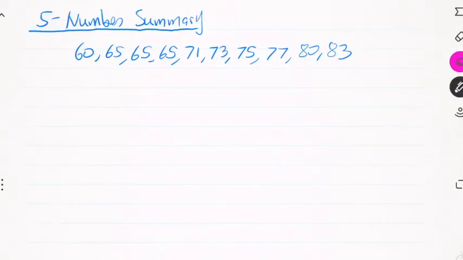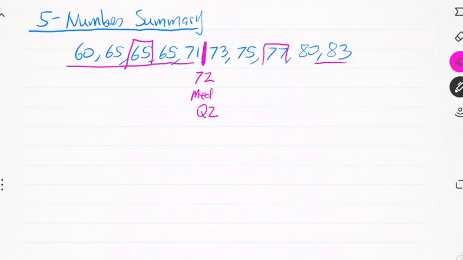So a quick review of what we found. We found that the median was in this location. And notice there's no number there, but when we added 71 and 73, we came up with 72. So this becomes our median, also known as quartile 2. Now, when we separated the list into 2 equal pieces, we found that the median of the left-hand piece and the median of the right-hand piece were respectively 65 and 77.